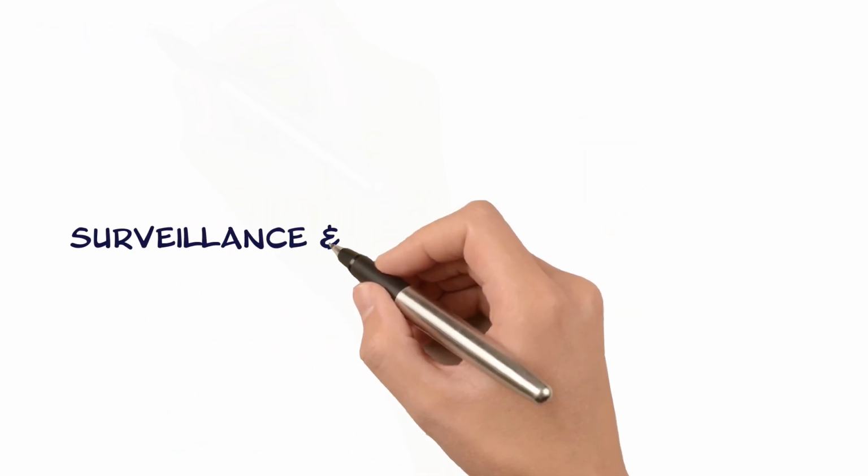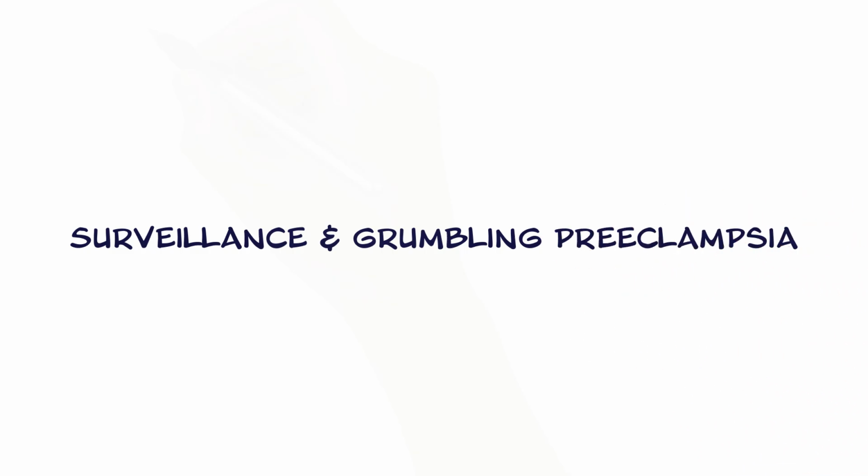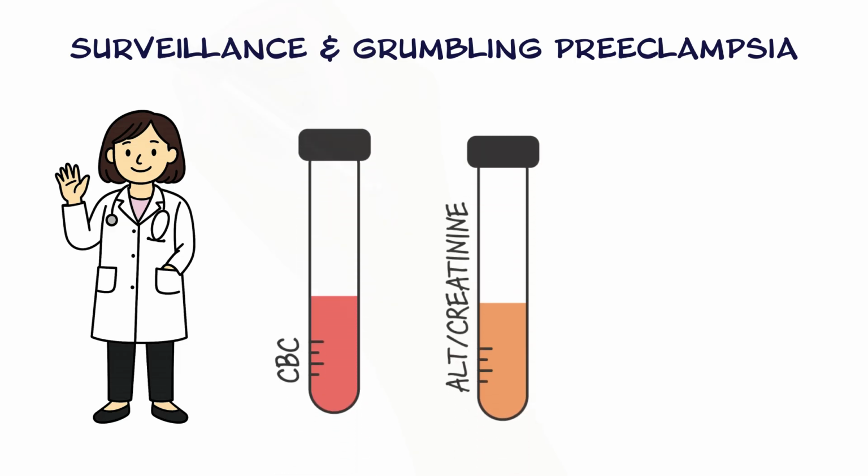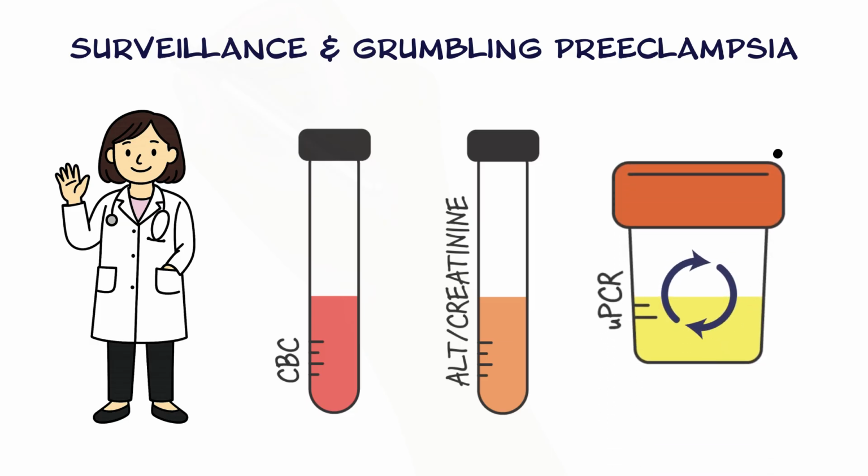For surveillance in patients with gestational preeclampsia, in addition to close clinical follow-up, periodic monitoring with CBC, ALT, and creatinine is recommended. Repeating urine protein to creatinine ratio is not necessary if the value has already reached the diagnostic threshold for preeclampsia.